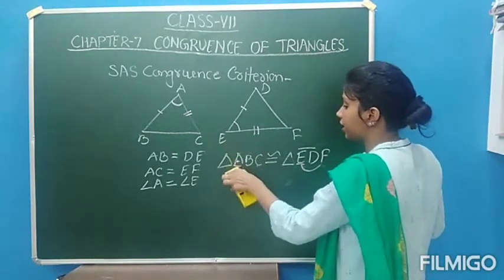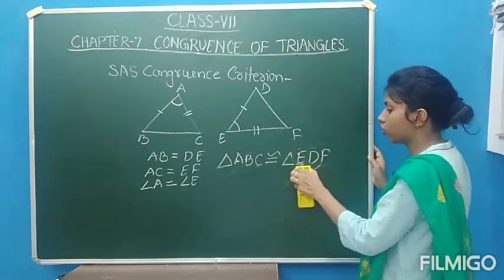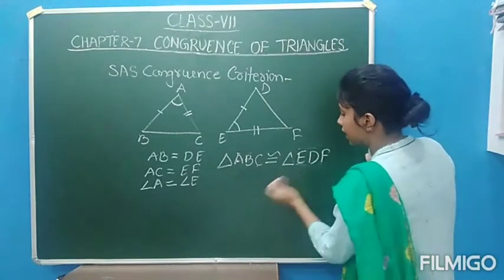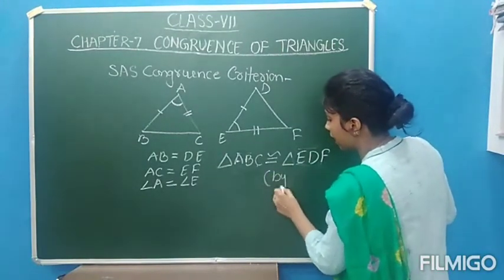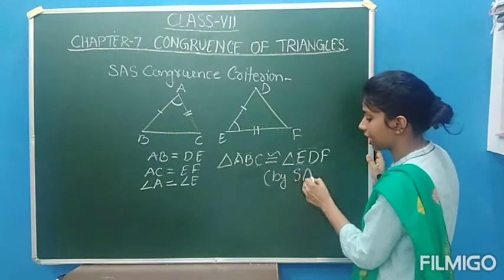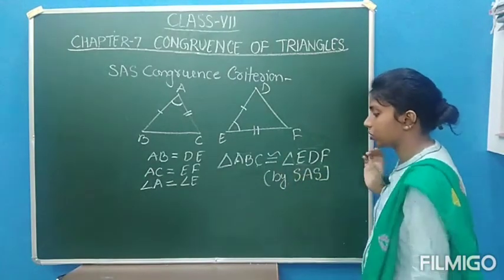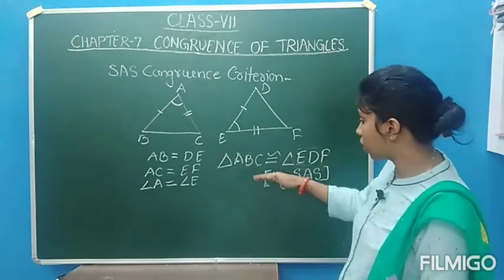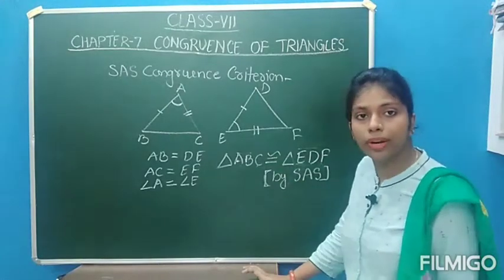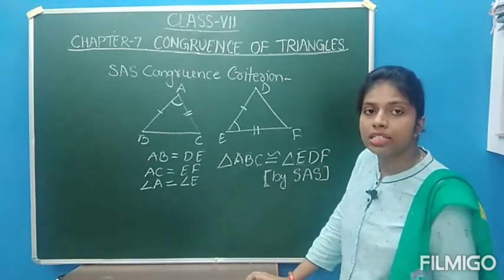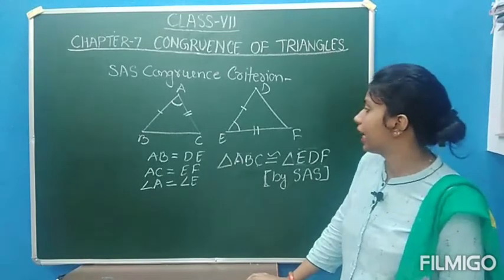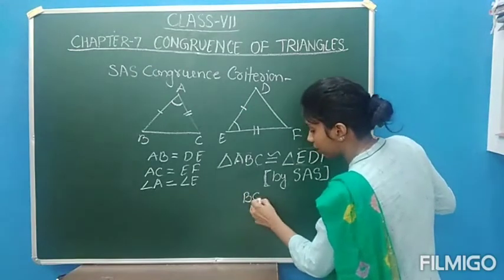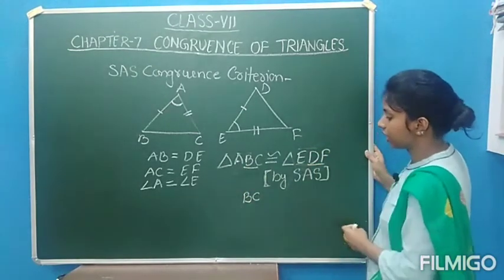So we can write triangle ABC is congruent to triangle EDF by the criteria SAS. Of course, if these two triangles are congruent, then the other corresponding parts are going to be equal. Like we can say that BC is equal to DF.